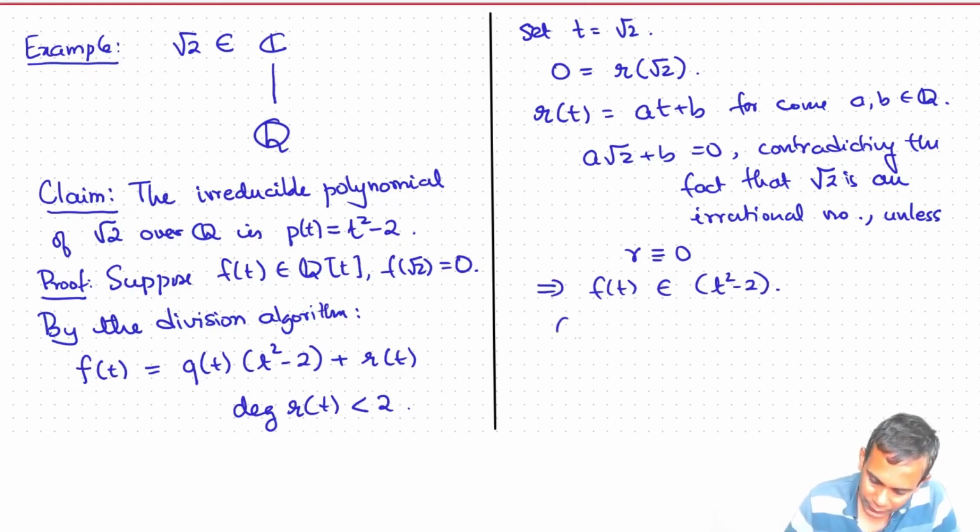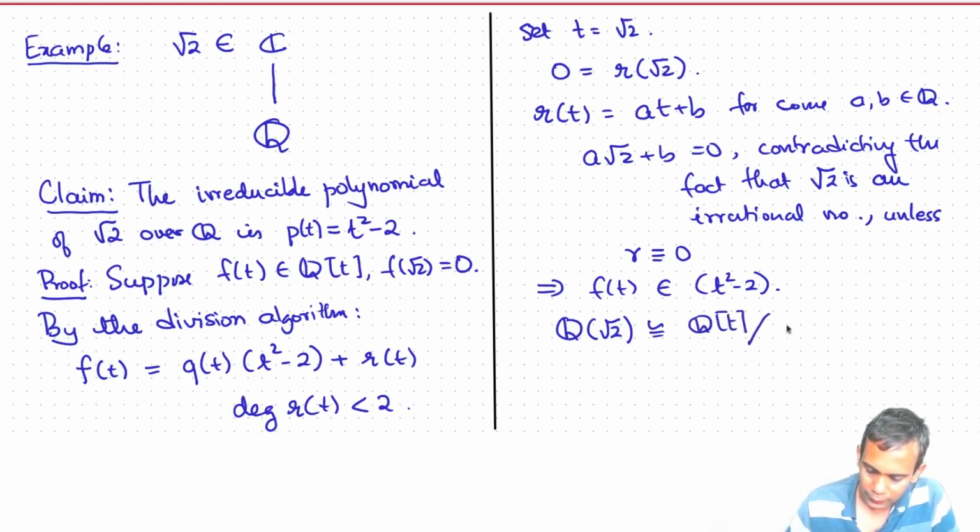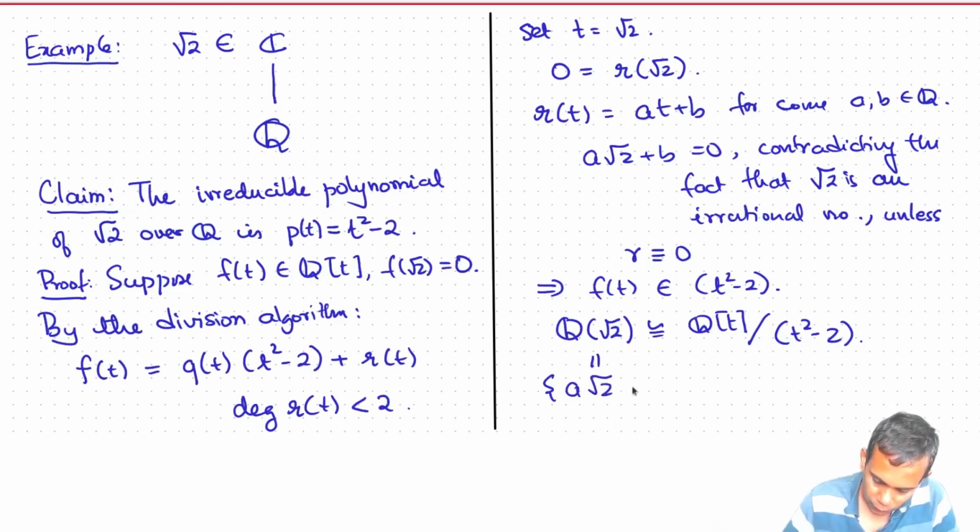So what we have is that Q(root 2), the field generated by root 2 over the rational numbers, is isomorphic to Q[t] mod t squared minus 2. And we also know that as a subset of the complex numbers, this is the same as Q[root 2], which can be written as a root 2 plus b, where a, b are rational numbers.